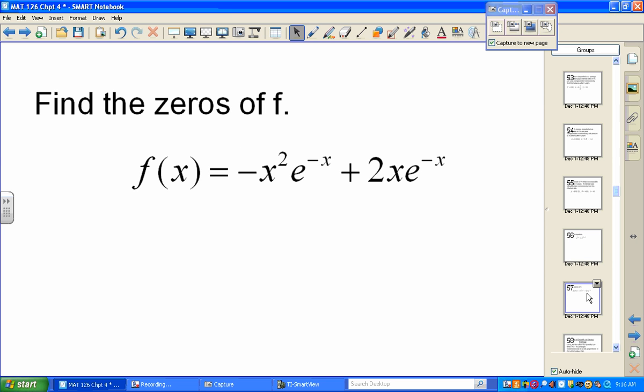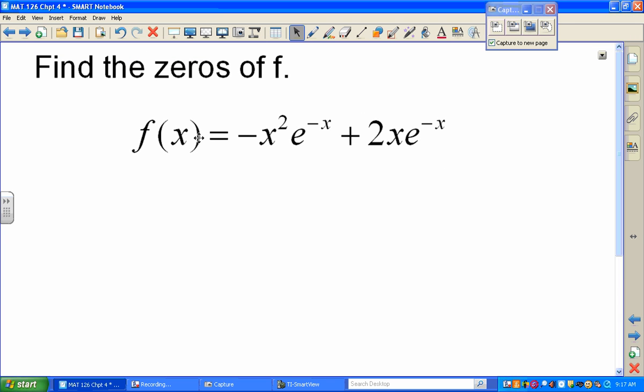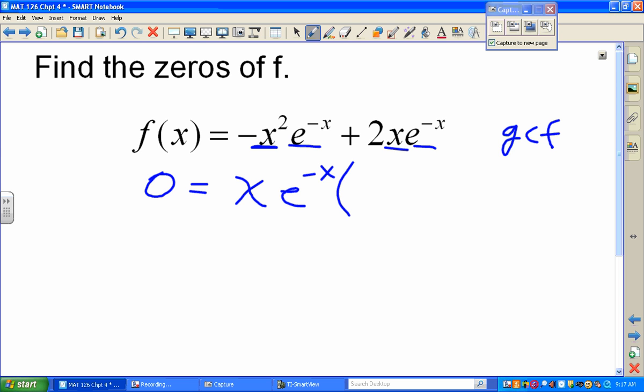Yep. All right. Find the zeros of this function. To do that, you can set it equal to zero, obviously. And the first thing is, you always want to see if there's a GCF, the three tiny letters. That's how you want to try to factor at first. There's obviously an x in common with both terms, and an e to the negative x in common with both. So I can factor out an x and an e to the negative x. That leaves me with what inside the parentheses? A negative x in the first term, and what about the second one? Plus 2.